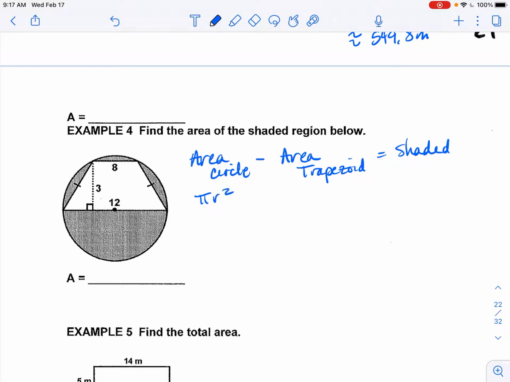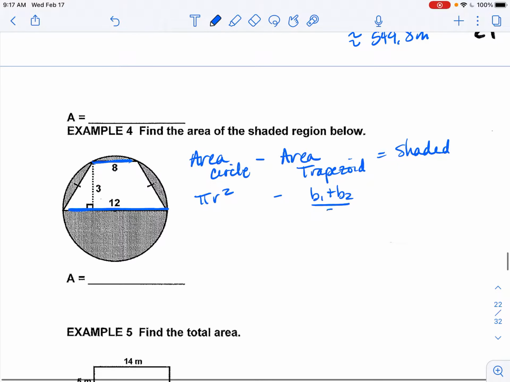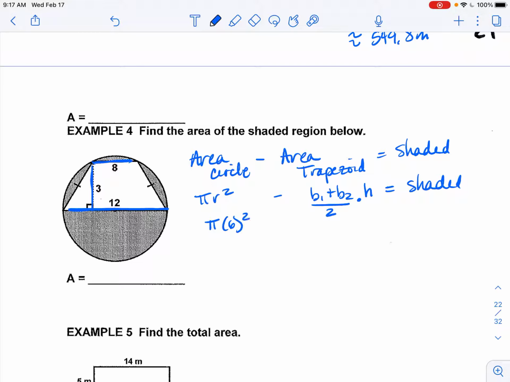Okay, so pi r squared minus the area of the trapezoid. We add the bases, so base 1 plus base 2. The bases are parallel. So base 1 plus base 2 divided by 2 times the height. The height is perpendicular to the base, and so that's the 3 here. All right, and so that equals the shaded. All right, so we can see that the diameter of the circle is 12. That means the radius is going to be 6. So this is pi times 6 squared.